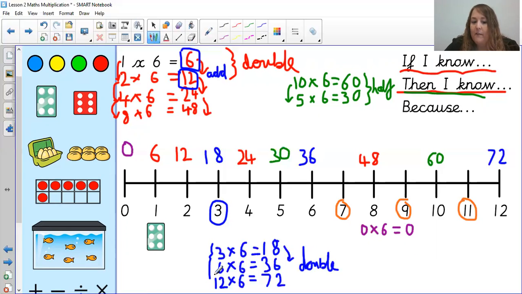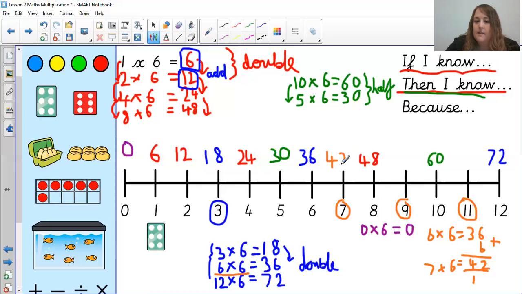So I know already from over here that 6 times 6 was 36. So if I know 6 times 6, I need to add one more lot of 6. So 6 times 6 was 36, and I'm going to add one more group of 6 on to get my 7 times 6 answer. So I know that 6 add 6 would be 12, and 3 add nothing, so add my 1 would be my 42. That's then given me my 7 times 6 answer.